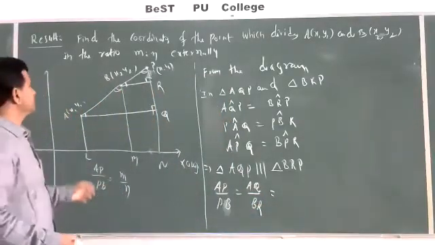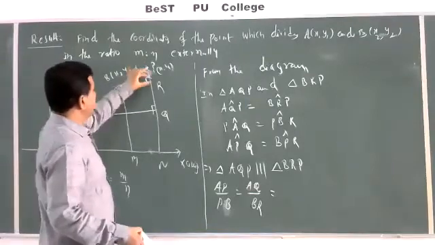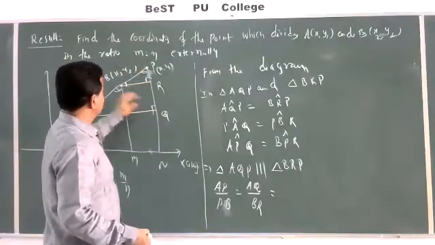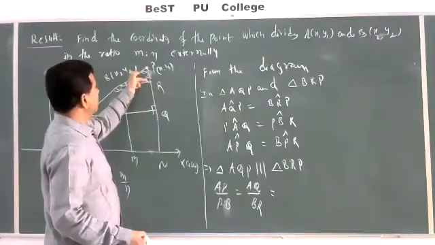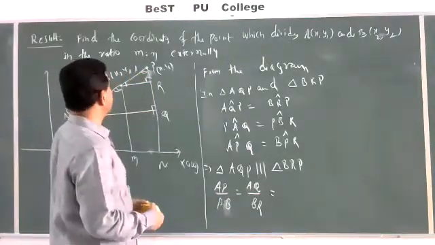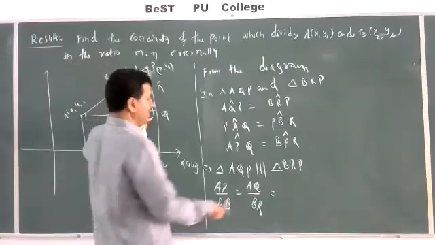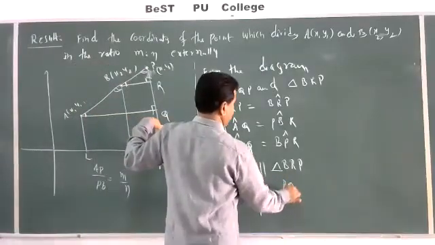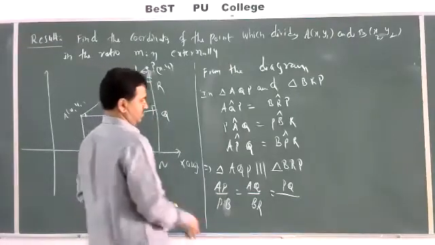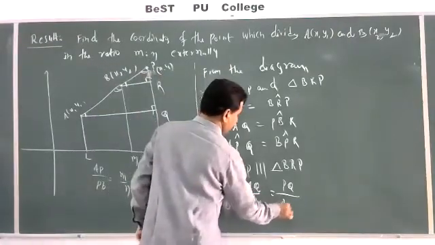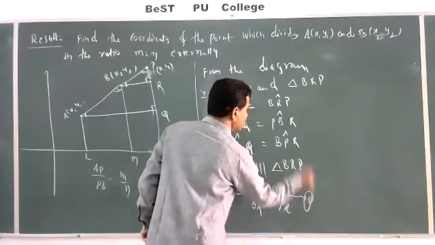Next, the third one, see this one. In triangle AQP, PQ corresponds to PR. Corresponding side ratios are equal. So PQ by PR. Let it be equation 2. We will use this one.